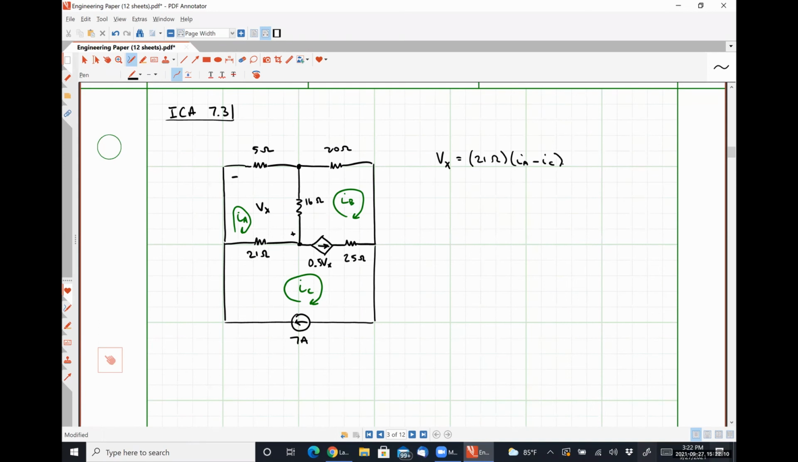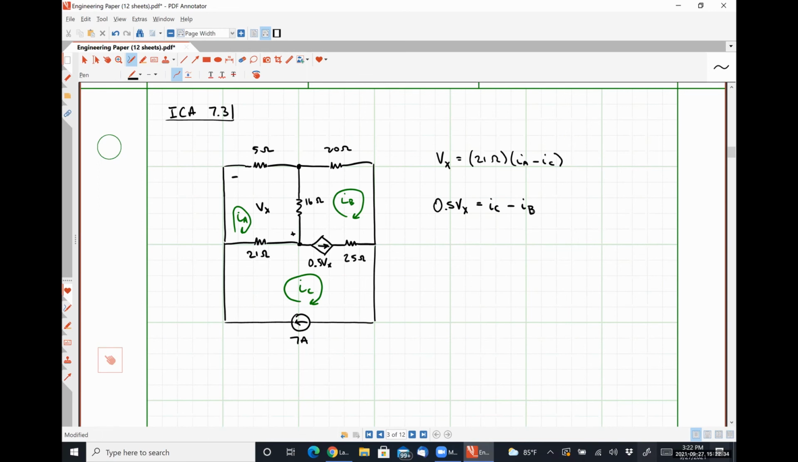Yeah, so effectively, it's the mesh current flowing in the same direction as the current source, minus the mesh current flowing in the opposite direction as the current source. IC minus IB. Absolutely correct.